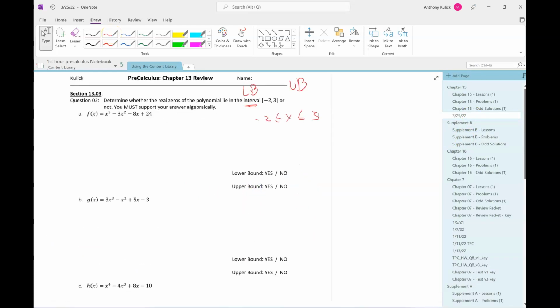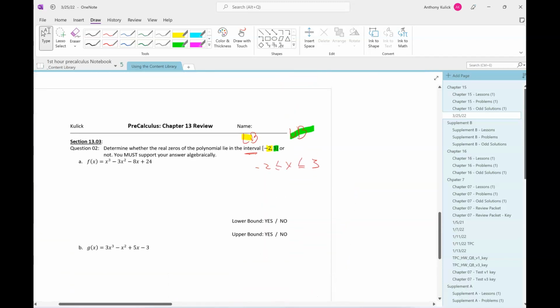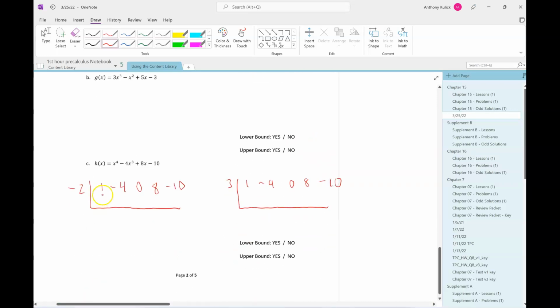So that's just telling me what I'm going to be using my synthetic division with, right? So I'm just going to do my synthetic division. When I set this up, we have to be a little bit careful because notice I don't have any x squareds. So I have to make sure I put that 0 in there. But I'm just going to do two synthetic divisions, one with -2 and one with +3. Again, because those were the bounds of the interval that I was given. So we do this.